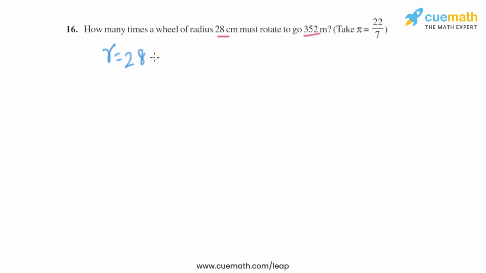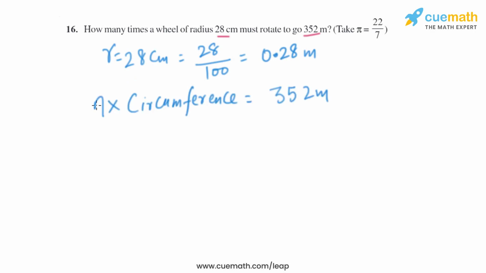So let's convert the radius into meter. It is 28 centimeter, which is the same as 28 divided by 100, that equals 0.28 meter. So that is the radius in meter. Now let's say the wheel rotates n times. Then n times the circumference of the circle will equal the distance traveled, that is 352 meter. n is basically the number of revolutions. So let's find the circumference.